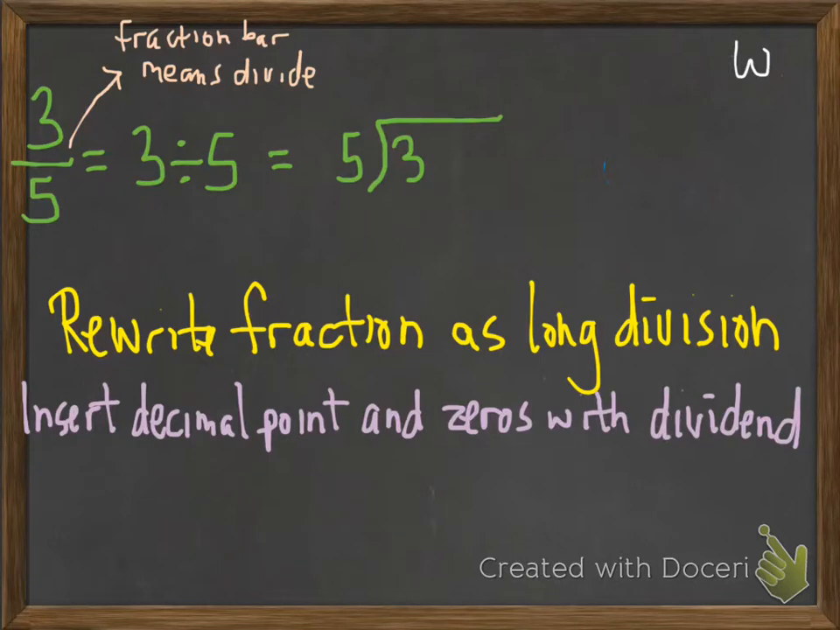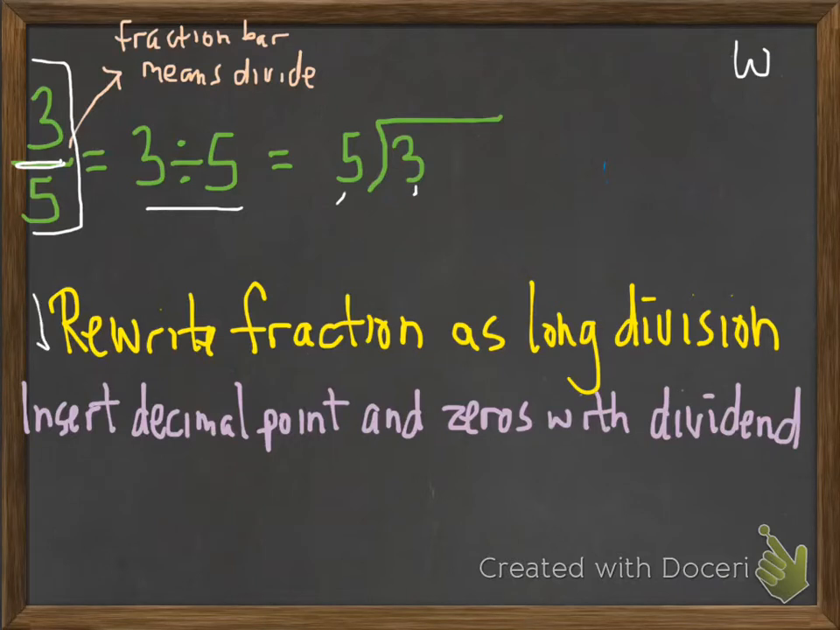Here's an example of what we mean by fractions as division. If you look in the top left of the slide, we have the fraction 3/5. That fraction bar can also be read as a division sign, and we want to read it like that today for our purposes. So 3/5 is the same as 3 divided by 5, which we know can also be written like this. But we want to start to write it like long division. So that's the first step I have written below here in yellow. We rewrite the fraction as long division.